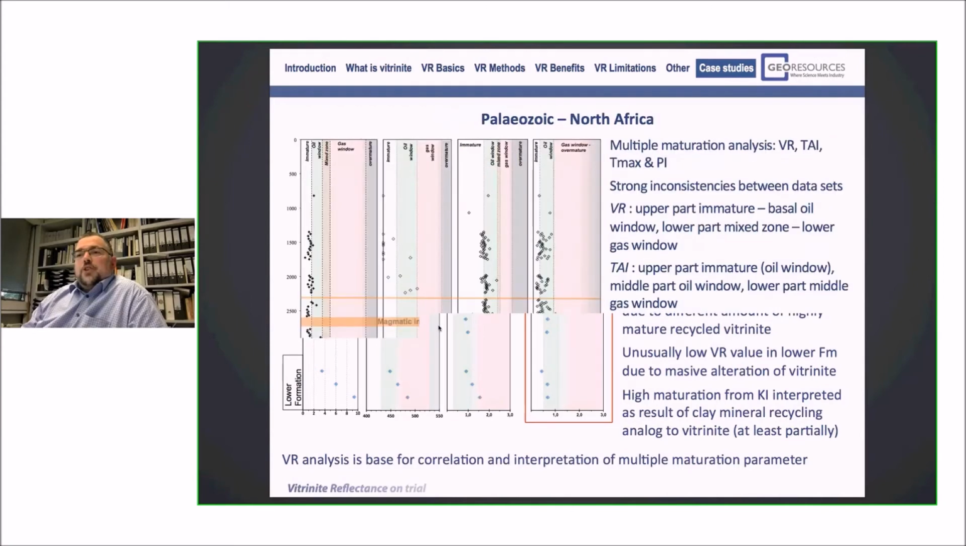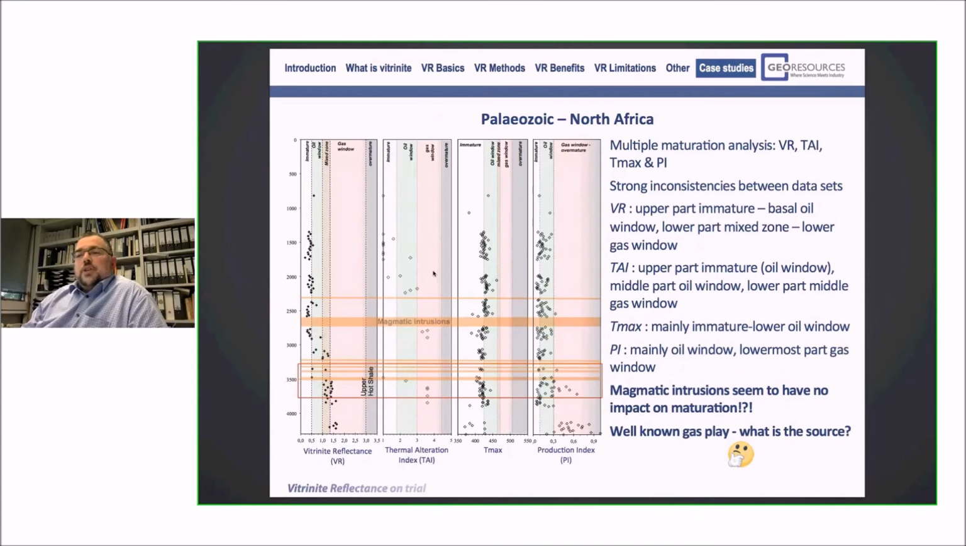And the final case study from the Paleozoic, again in Northern Africa. Again, we have a data set of maturation data: measured vitrinite reflectance, thermal alteration index, Tmax from Rock-Eval, and production index. And we see that all these different data sets do not really fit together.